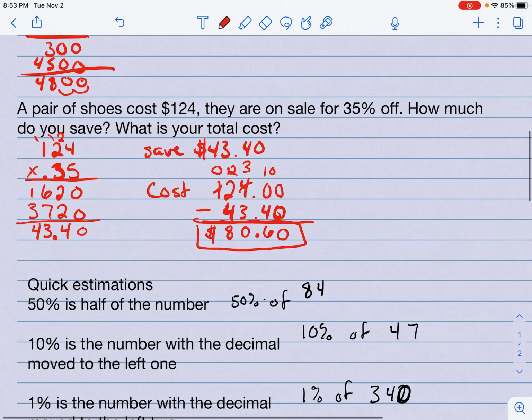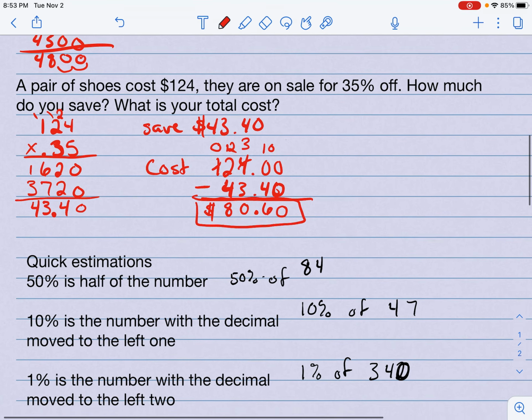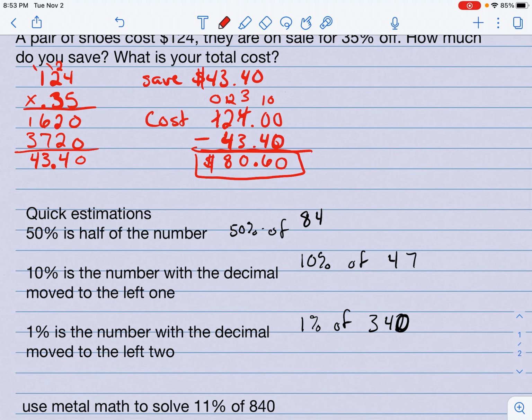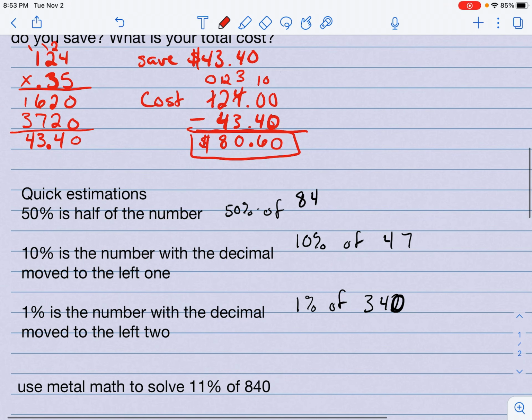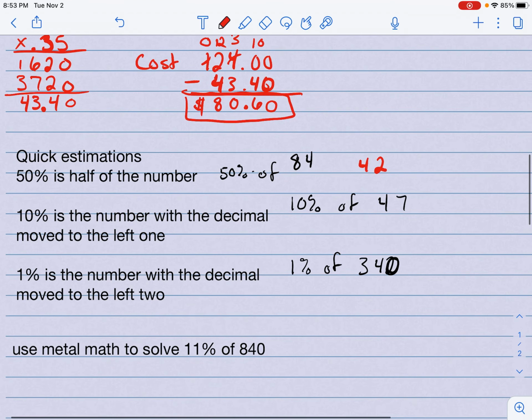Okay, now just a couple quick kind of mental math ones. So 50% is just half of a number, so 50% of 84 is just going to be 42. Right, you're just taking 84 divided by 2 essentially there. Right, 10% of any number, all you're doing here is you're moving the decimal in 1. So that would be 4.7. 1%, kind of same deal, but now you're actually moving the decimal in 2 from the left. So 1, 2, so that'd be 3.40.